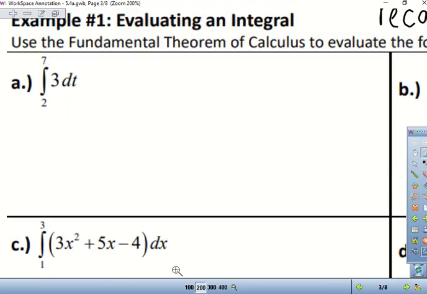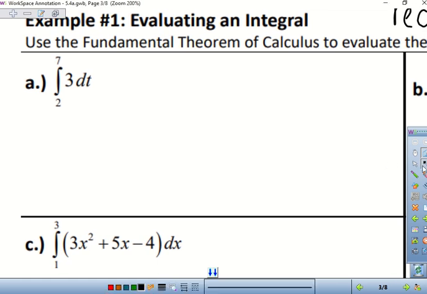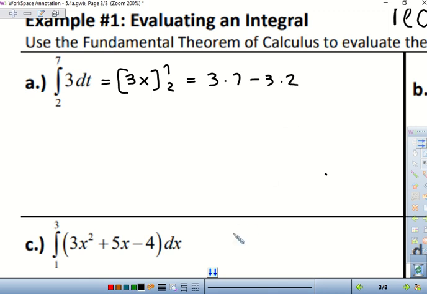All right. First one. We want to take the definite integral of 3 from 2 to 7. So step 1 is to take the antiderivative. What would be the antiderivative of 3? 3x. We're going to evaluate 3x from 2 to 7. So that's going to be 3 times 7 minus 3 times 2, which is 21 minus 6, which is 15. So that one was pretty easy and straightforward.